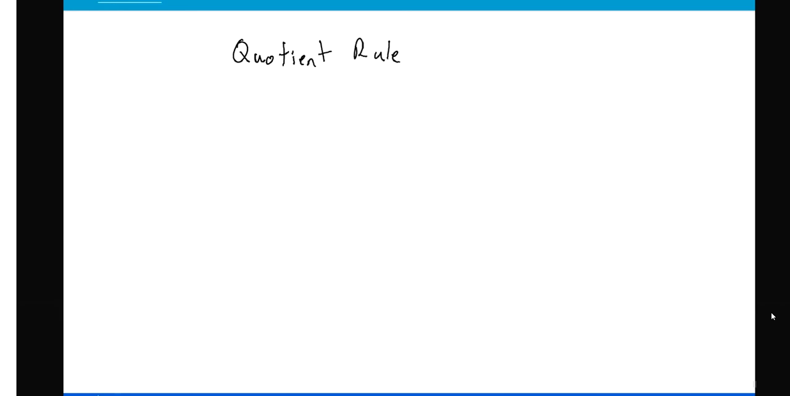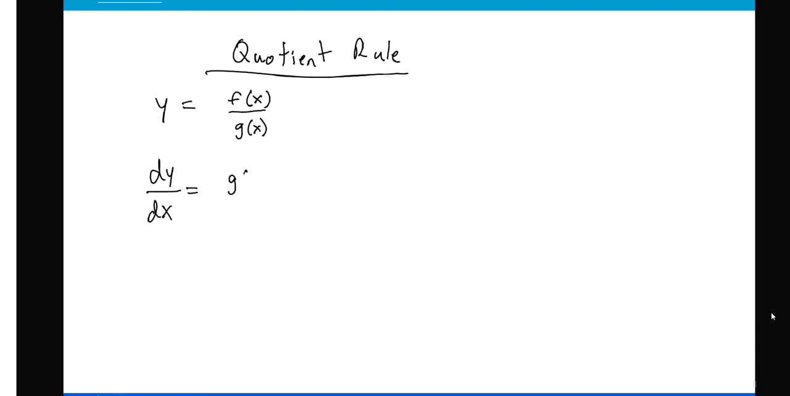Okay, the formal definition you'll see for the quotient rule in the book would be this. You've got f of x over g of x, basically something with x over something with x. And the way they describe the rule to get the derivative would be this. They would take g of x times f prime of x minus f of x times g prime of x all over g of x squared.